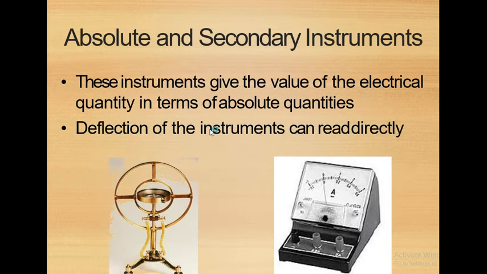Now we have to see the absolute and secondary instruments. The next classification is there. The absolute instrument gives the value of the electrical quantities in terms of absolute quantities, which are generally used in universal standards. But in the secondary instrument, the deflection of the instrument can be read directly.